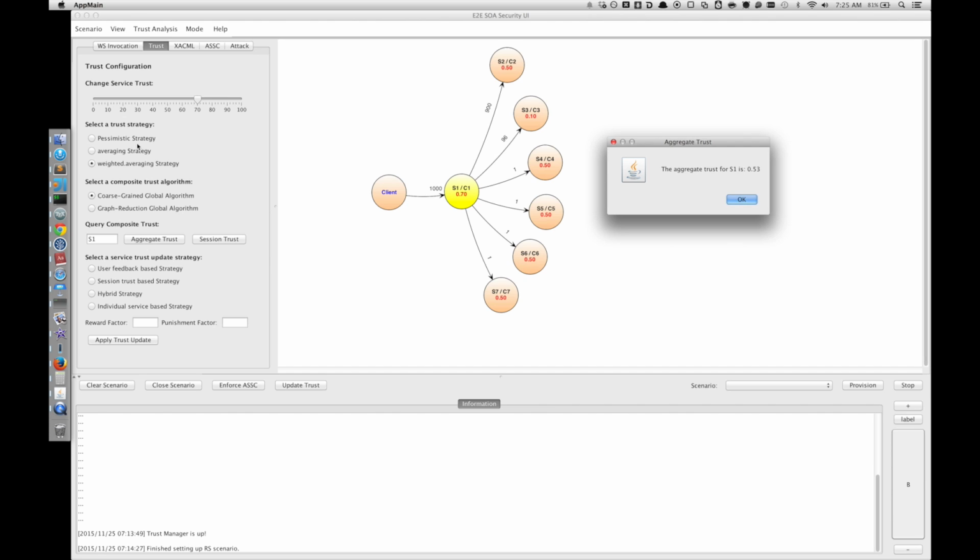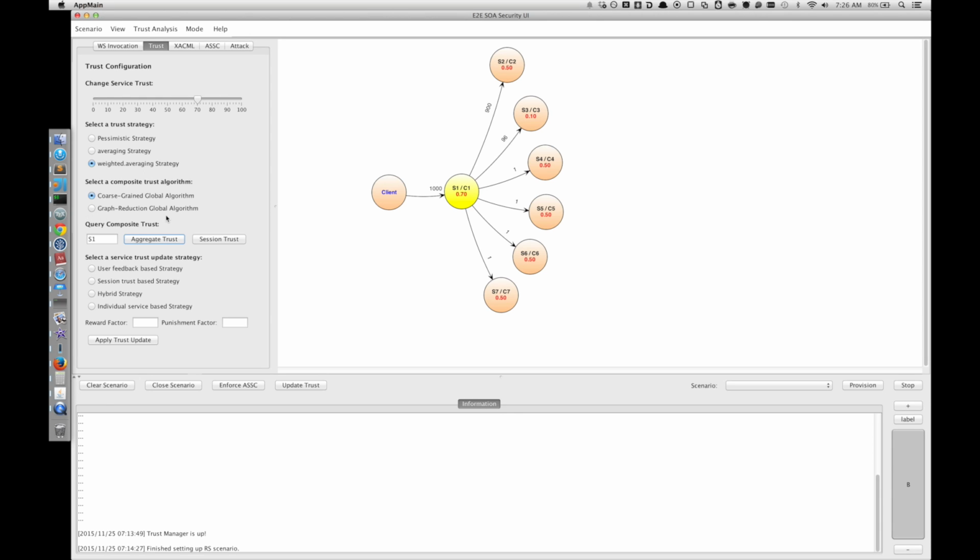This is another strategy that we can use. The main difference between graph reduction and coarse-grained is that the coarse-grained is less computationally intensive, but the graph reduction requires more computation, and the cost of running this algorithm in extremely large graphs would be higher. So in some realistic and large scale scenarios, the service providers may decide to use coarse-grained with weighted averaging instead of graph reduction. But the graph reduction has the perfect precision in calculating the composite trust. So it's a trade-off here that we need to take into account.